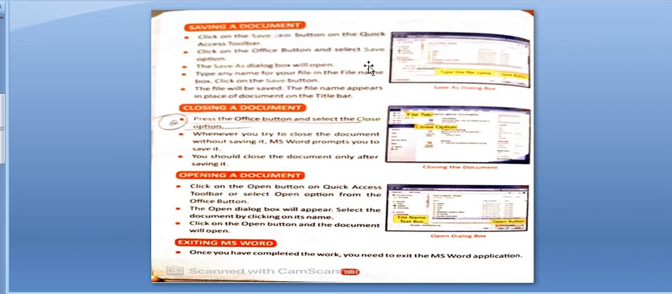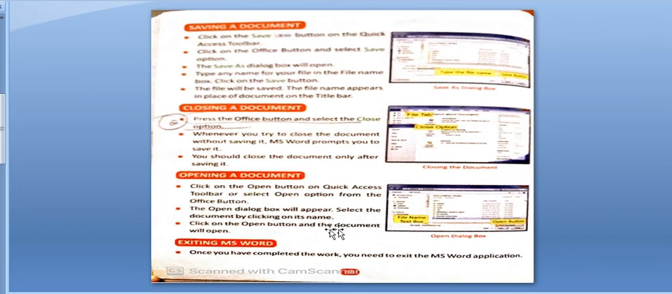Now saving a document. These are the steps to save a document. First, click on the Save button. Click on the Office button and select the Save option. The Save As dialog box will open. Type any name for your file in the file name box and click on the Save button. Now closing a document. Press the Office button and select the Close option. Whenever you try to close the document without saving it, MS Word prompts you to save it. You should close the document only after saving.